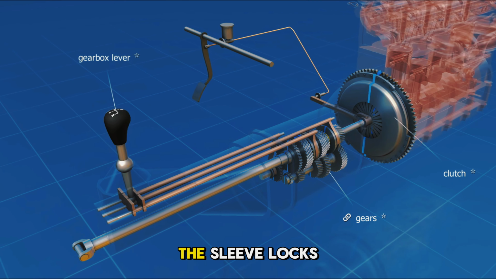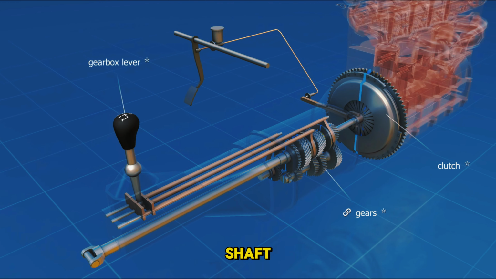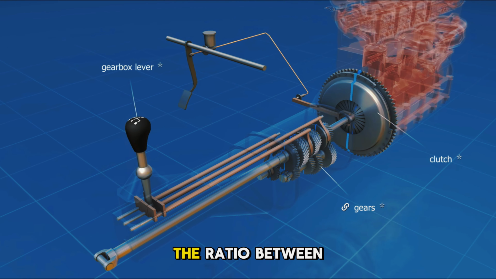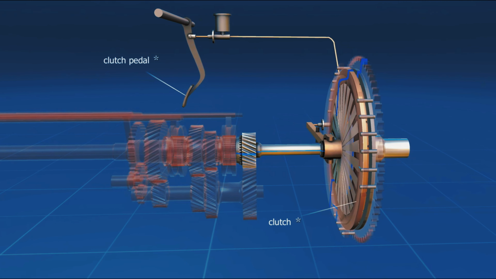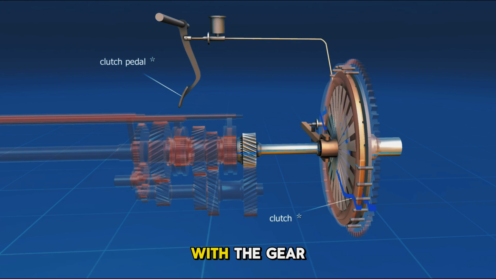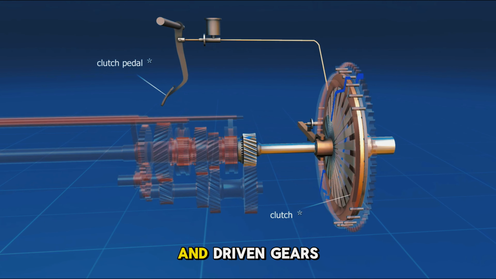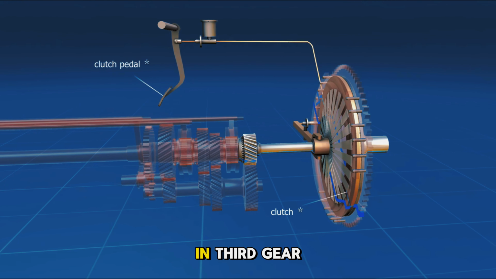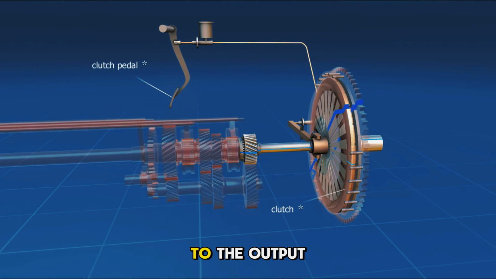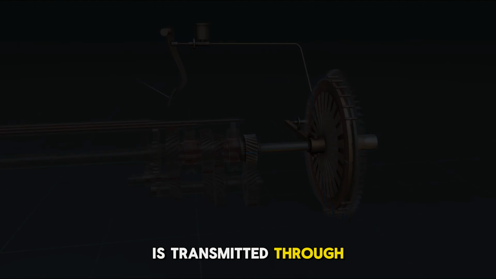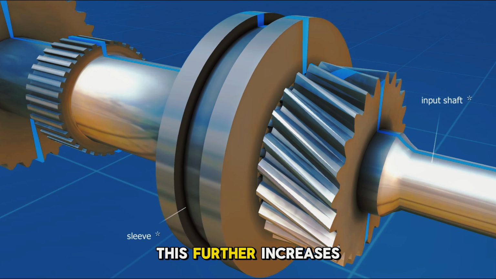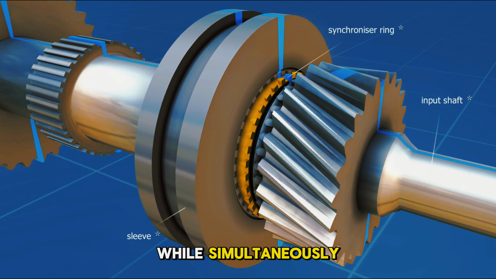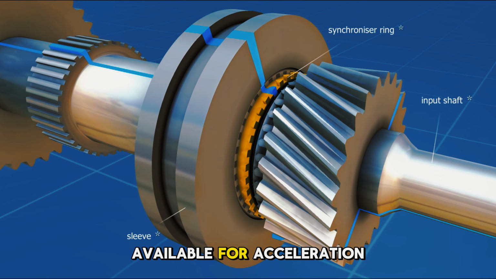In second gear, the sleeve locks the second gear onto the output shaft, allowing power to pass through it. The ratio between the driving and driven gears is smaller in second gear than in first, resulting in higher speed but lower torque. The process continues in higher gears, with the gear ratios getting smaller as the driving and driven gears become closer in size. In third gear, the sleeve locks the third gear to the output shaft, and the drive is transmitted through both the third gear on the countershaft and the third gear on the output shaft. This further increases the vehicle's speed, while simultaneously decreasing the torque available for acceleration.